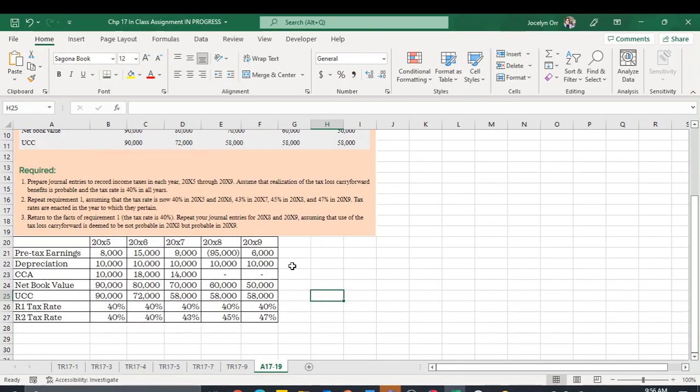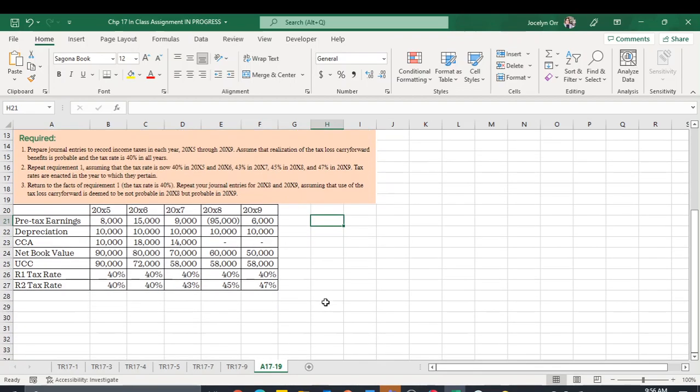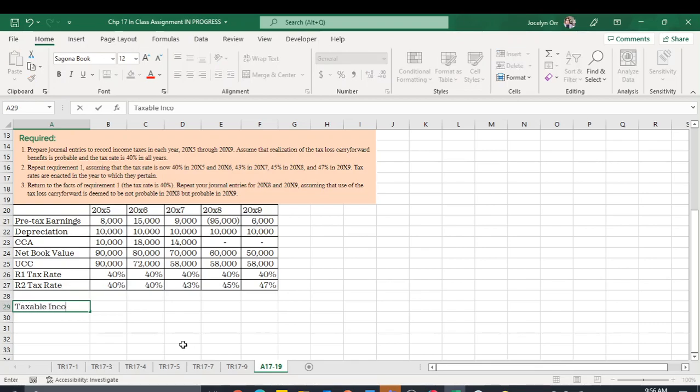So once again, I've just pulled out all of the relevant information that we need. And so the first thing that I want to do is actually to calculate our taxable income for each of these years, because we do have temporary differences that we need to look at. Okay, so our pre-tax earnings in 20X5 were $8,000. We know that we add back any depreciation and we subtract any CCA, and that's going to give us our taxable income amount for that year.